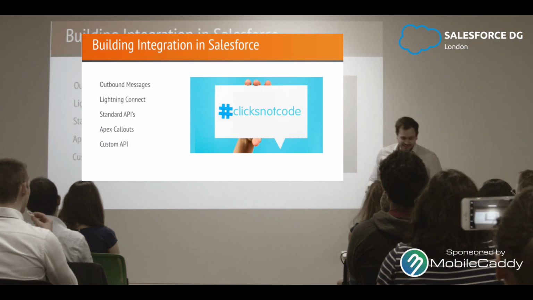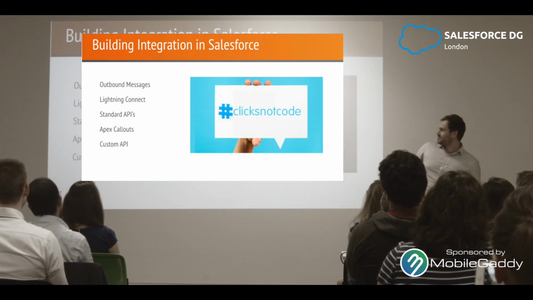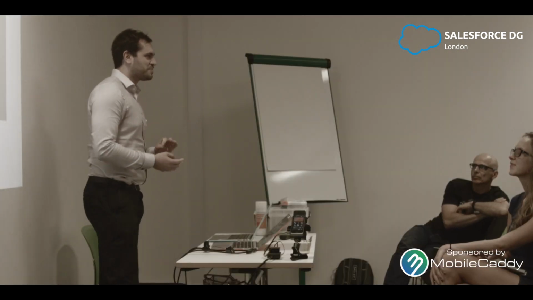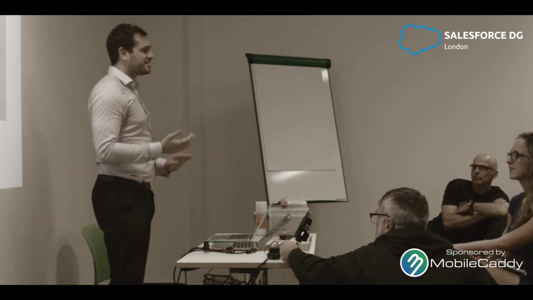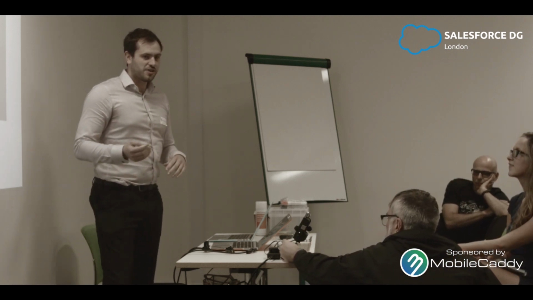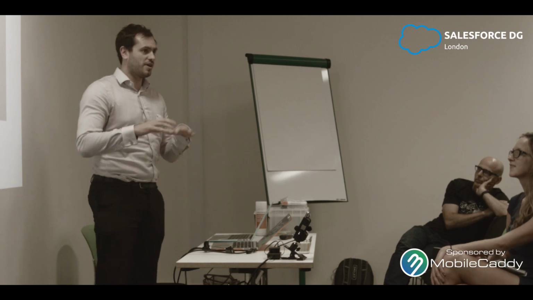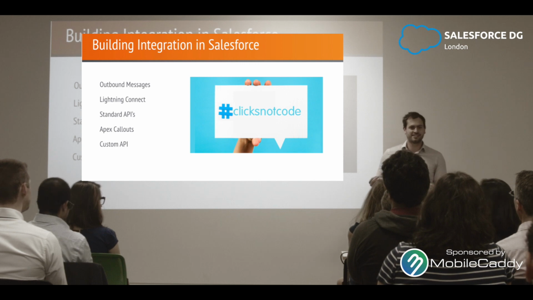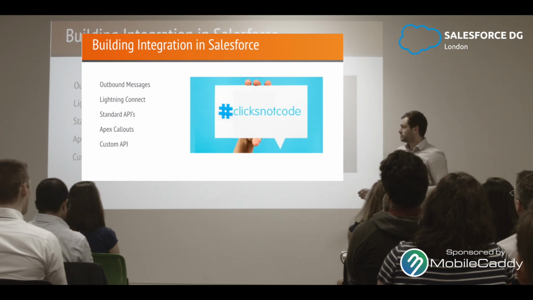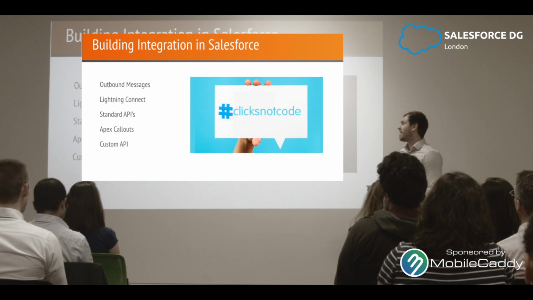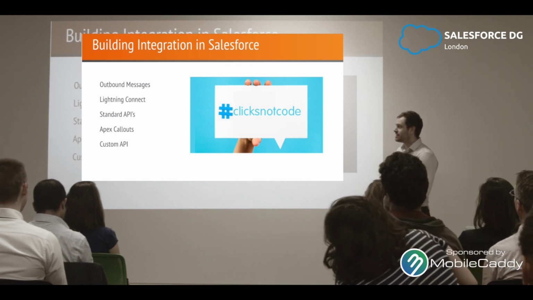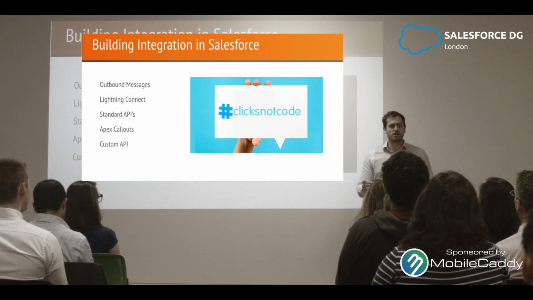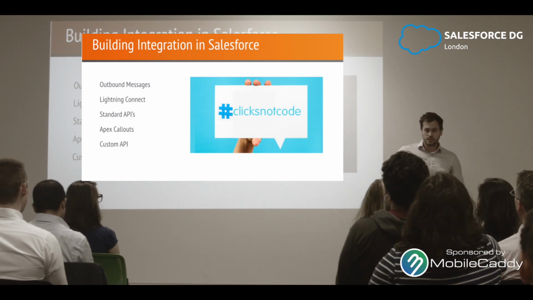So, building integrations in Salesforce. You can see on the right-hand side there, something that I'm sure everyone's seen lots and lots of times, which is clicks, not code. Standard Salesforce mantra. And if you've ever written integrations before, you'll know that they tend to be really code-heavy, rather than being clicks and configurable. The top three we've got there are outbound messages, Lightning Connect, and standard APIs. These are three different ways that you can create integrations with Salesforce without using any code at all.